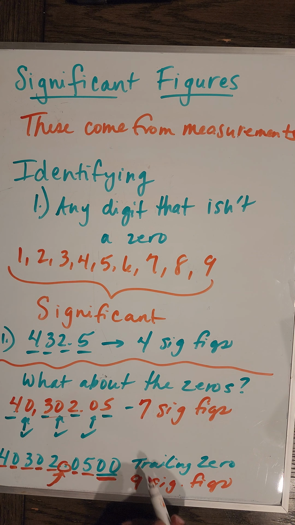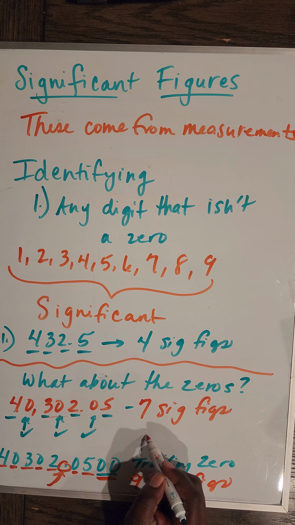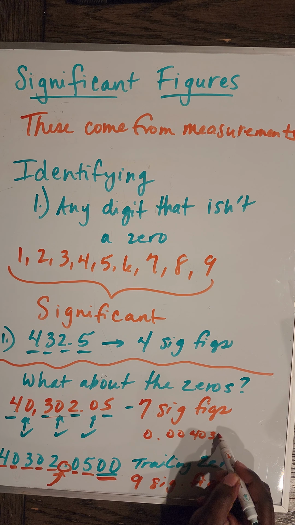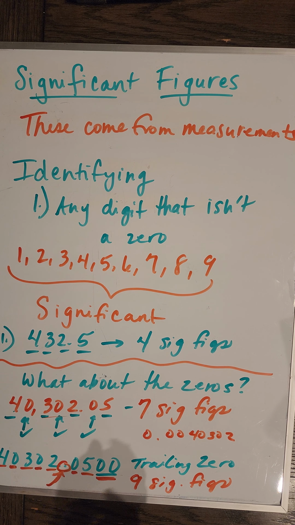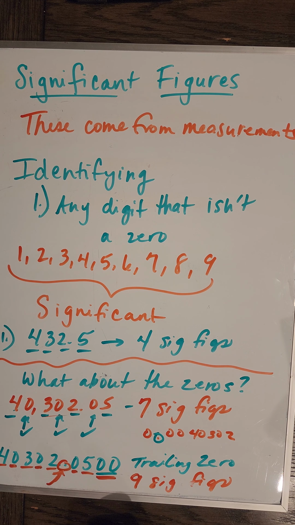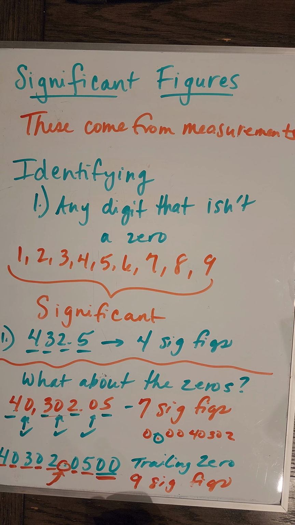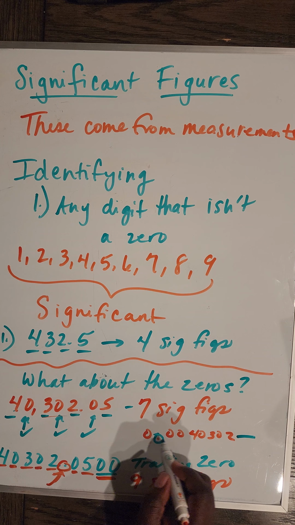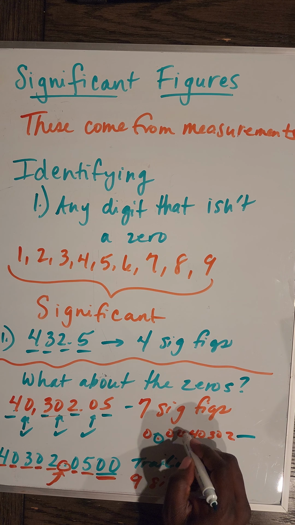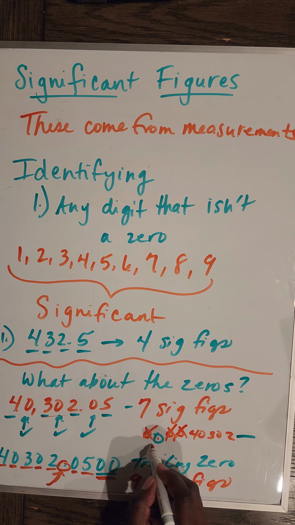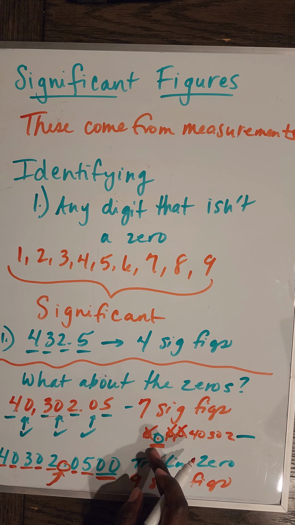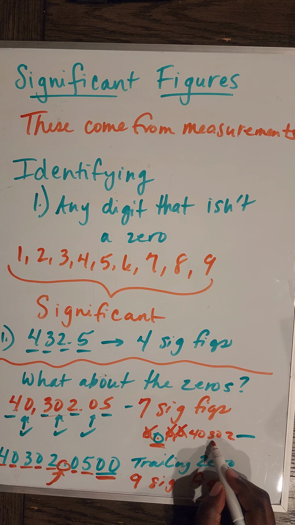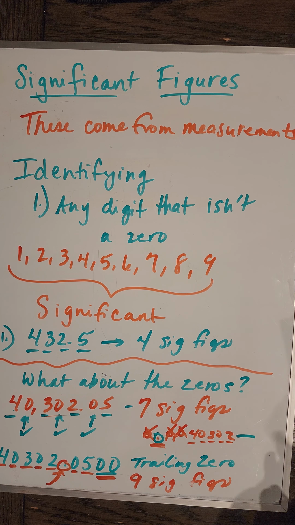So if I can give you another example, 0.00400302. Again, we see this decimal right here. The decimal would make trailing zeros significant. But if you look here, there are no trailing zeros. These up here are leading zeros. They are not significant, even though there is a decimal. Why? Because they are leading. They are in the front, not in the back. So right here, you would have 1, 2, 3, 4, 5 significant figures.